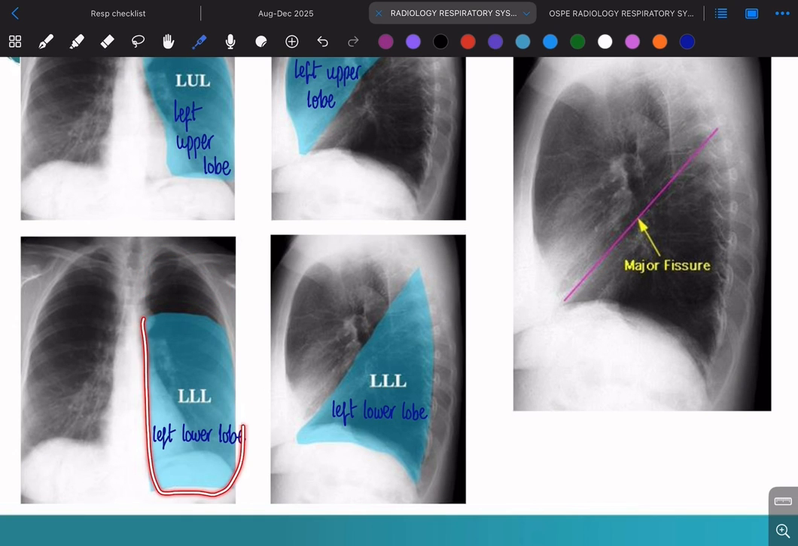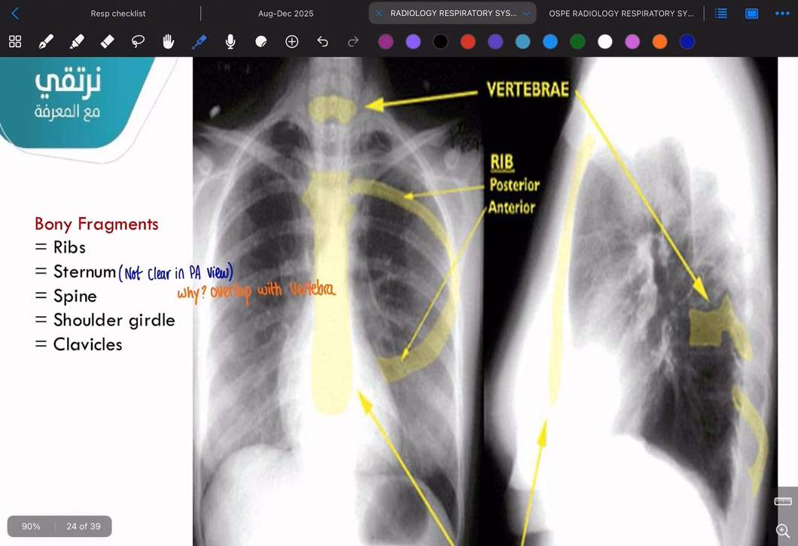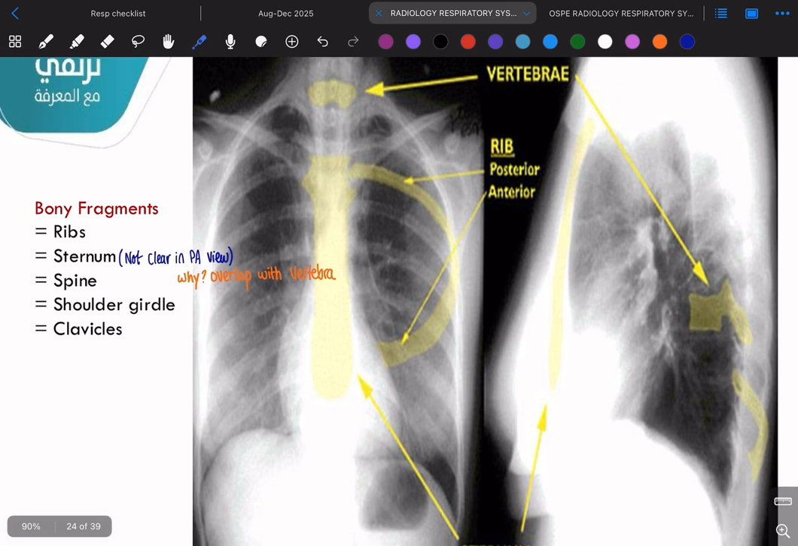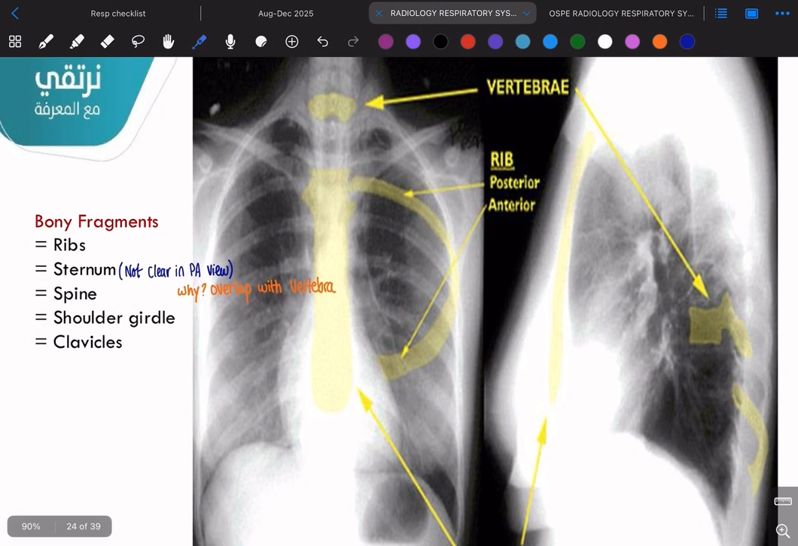So this is the left lower lobe. But then we can see the height is here, so that we know this is the left side. Now, the last thing we have for the plain X-ray is identifying the bony fragments and the soft tissues. For the bony fragments, we need to know the ribs, sternum, spine, shoulder girdle, or clavicle. So let's see them really quickly.